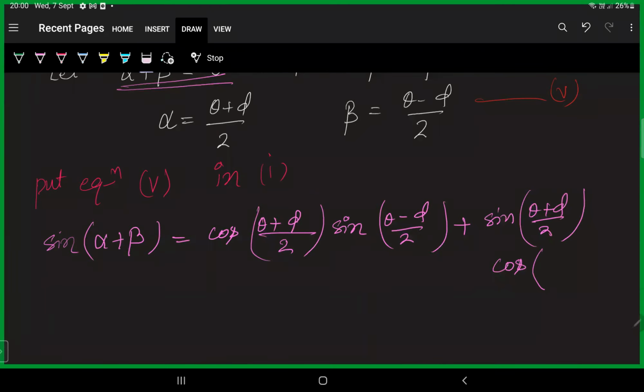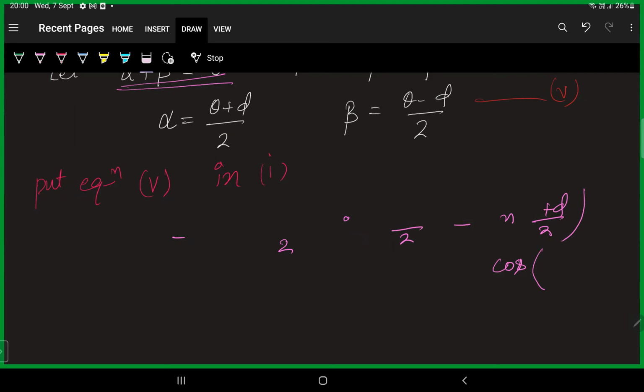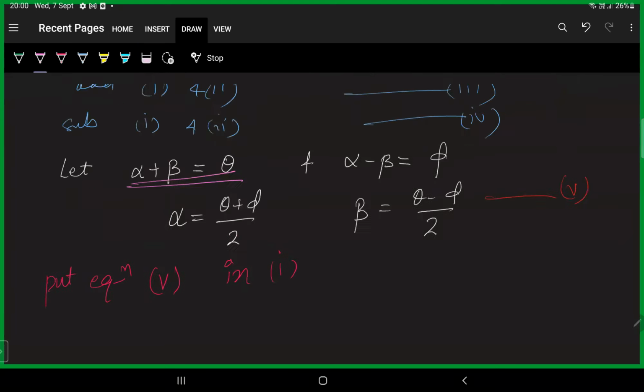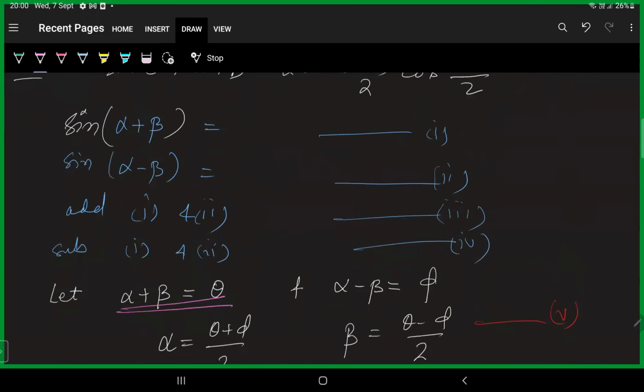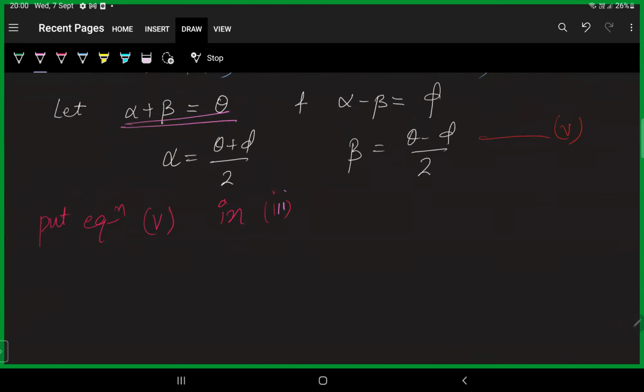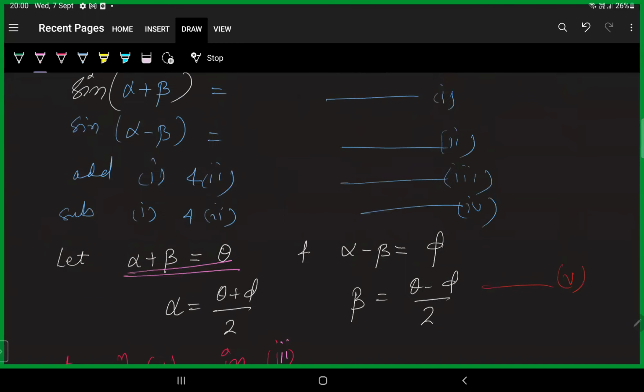Wait. So this will be, sorry, my mistake. Just a minute. What are you getting? Anyone got the result? See, in substituting in 1 you will not get it. Sorry, you have to substitute in 3. Sorry, my mistake. You have to substitute in here.